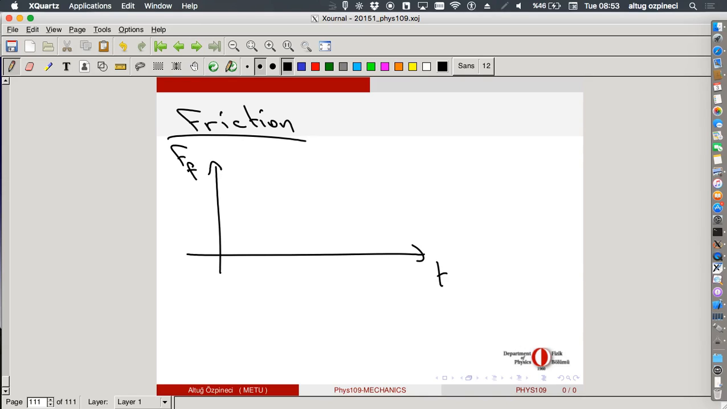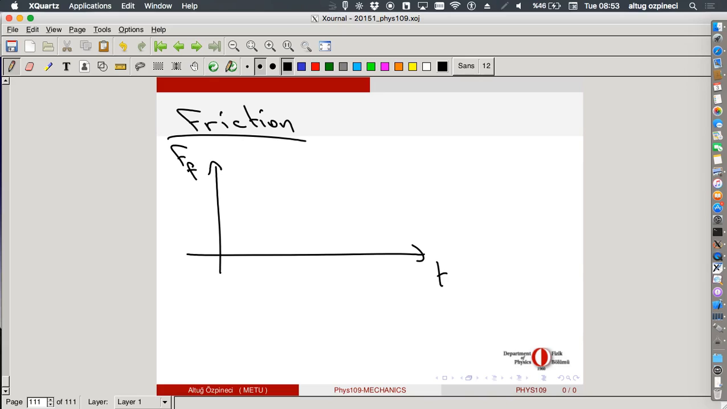I exert a force with my finger, a time-dependent force. With time, I will increase the magnitude of the force that I apply. Now, what I will observe is, for some time it will not move, although I am increasing the force. So there should be, the weight is vertical. Weight cannot balance the force that I'm exerting because I'm exerting a horizontal force. I increase the force that I exert, but it still doesn't move.